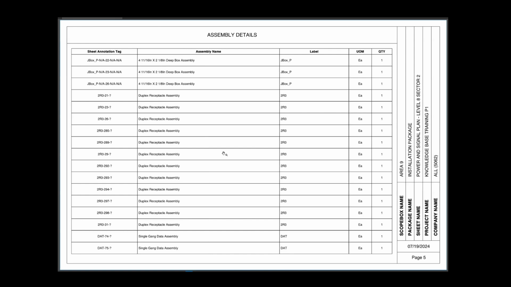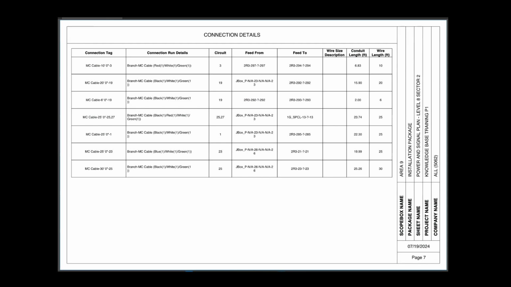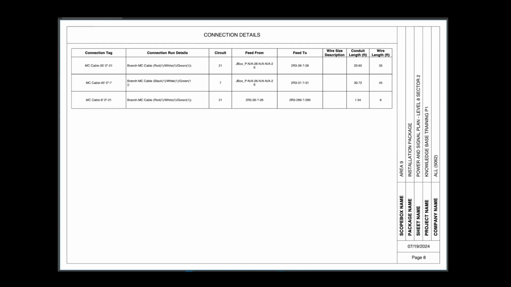Again, we go with some assembly details with the assembly name and label. And we further get into connection details so you can see all the connections that you have modeled inside of that scope box as well. All this information packaged up for you, so it's a really easy export.